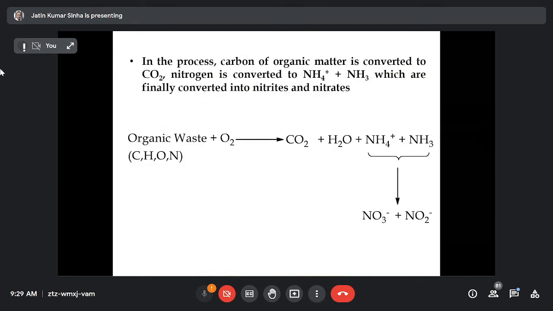So what happens in this process? In this process, carbon of organic matter is converted to carbon dioxide, and nitrogen is converted to ammonium and ammonia, which is finally again converted to nitrites and nitrates. Since organic matter consists of carbon, oxygen, nitrogen, the conversion of these organic matters finally results in either CO2, water, or nitrogen-bearing compounds like nitrogen and nitrate.